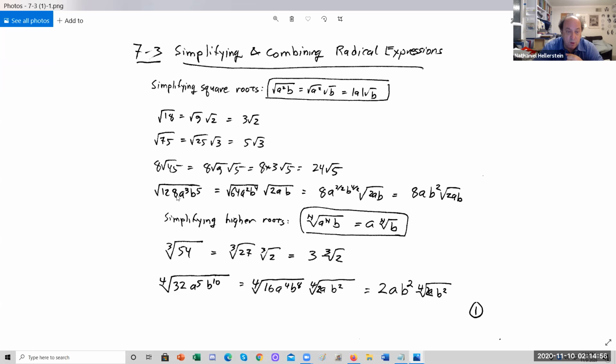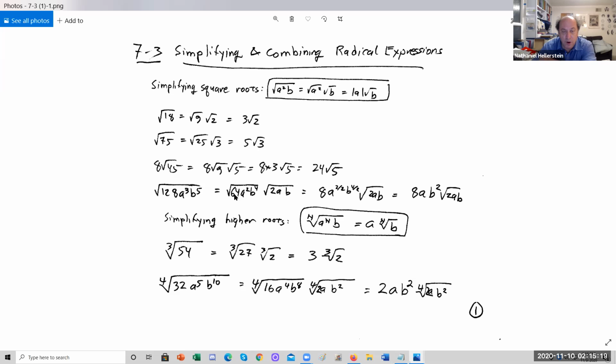Now we want to find a square factor of a to the third, which is basically saying what's the largest even number no bigger than 3? Well, that would be 2. So a squared times a to the first. What's the largest even number no bigger than 5? Well, it'll be 4, b to the fourth times b. So all right, root 64 a squared b to the fourth, root 2ab.